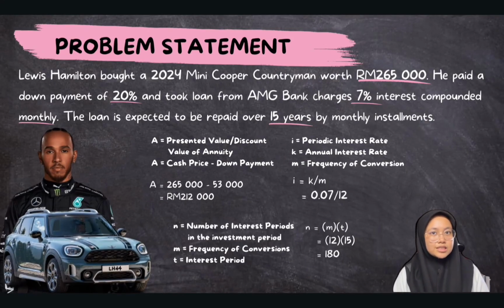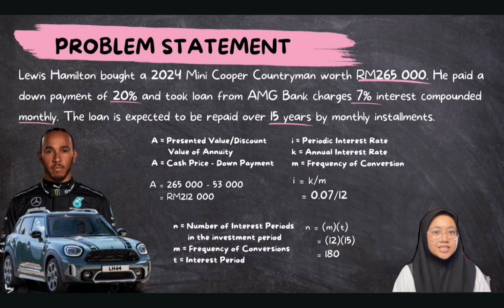Dewey Hamilton bought a 2024 Mini Cooper Countryman worth $265,000. He paid a down payment of 20% and took a loan from AMG Bank, which charges 7% interest compounded monthly. The loan is expected to be repaid over 15 years by monthly installment. From the problem statement given, we can get the A, I, and N values.